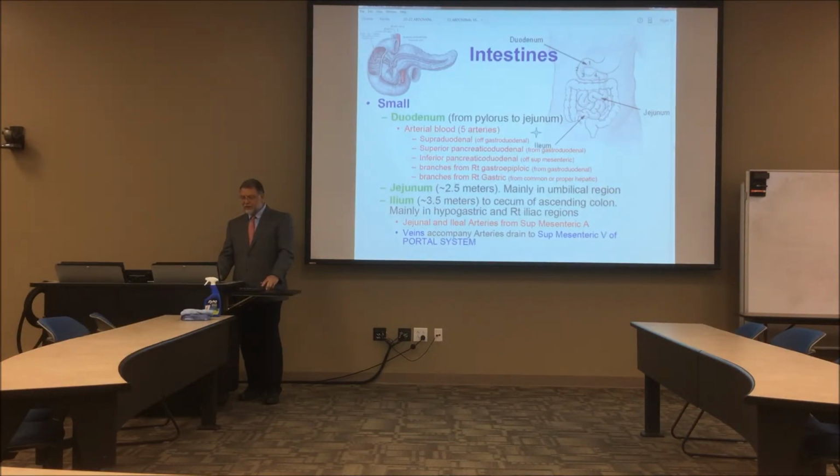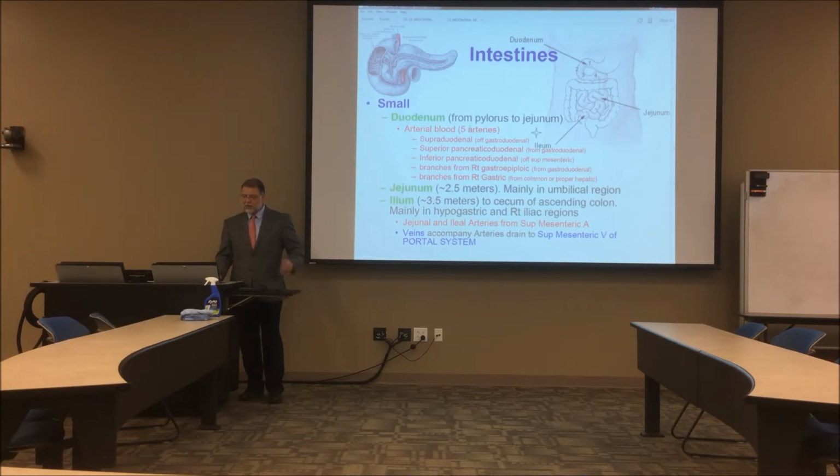Something of relevance is that the length of the jejunum is about 2.5 meters, which is a little bit less than 9 feet. And the ileum is probably 11 to 12 feet. So 2.5 meters for the jejunum and 3.5 meters for the ileum. So in total, that's going to be 6 meters, which is about 18 feet.